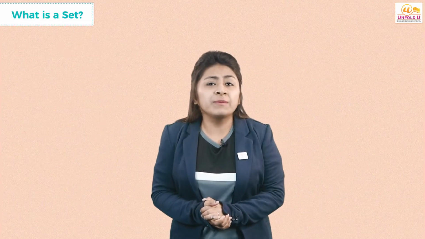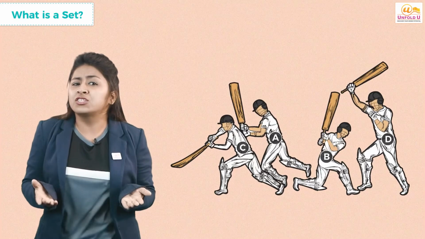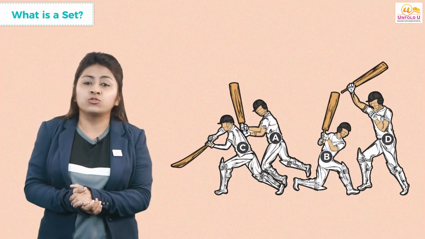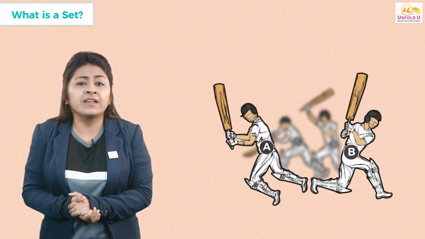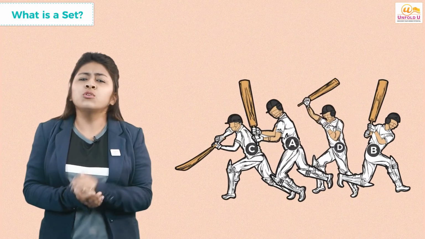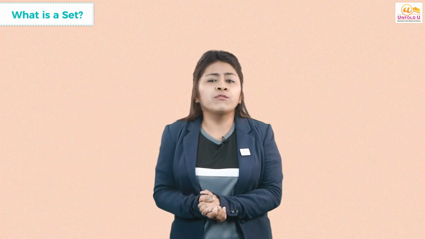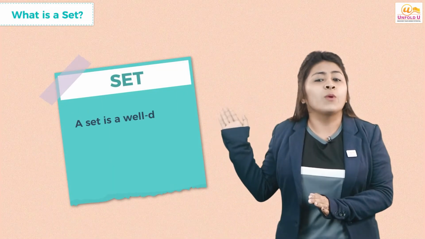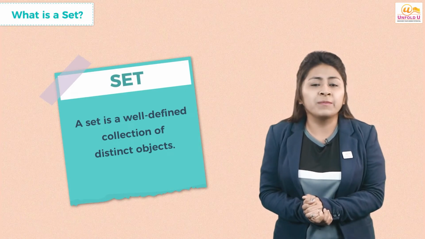Now can you give me the list of best cricketers? You see, this collection is not well defined because here everyone has a different choice. Some cricketers may be best for you, but for your friend the list may be different. So this is not a set. Let me now give you a complete definition of a set. A set is a well-defined collection of distinct objects. Here, distinct means different.